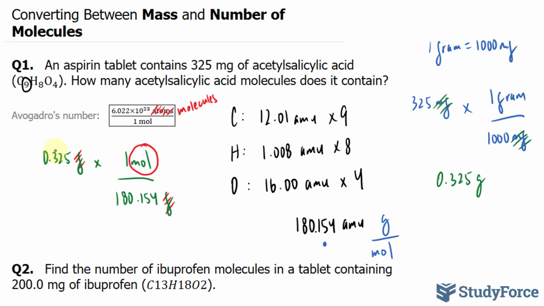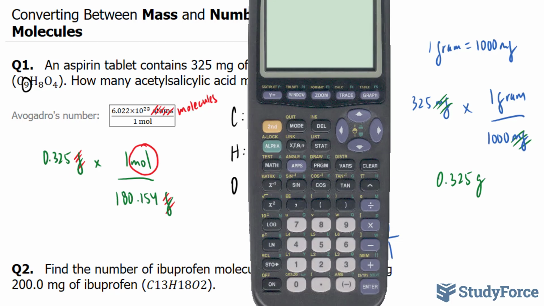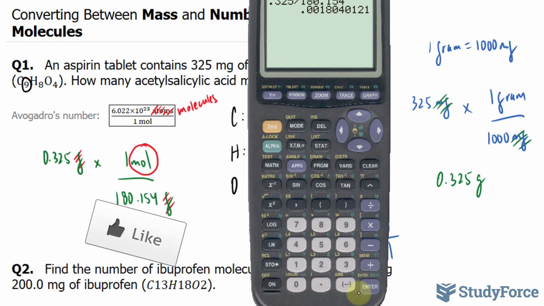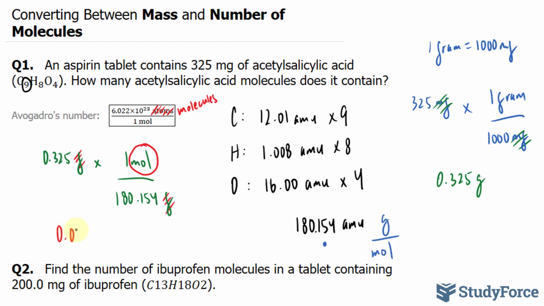So I'll take 0.325 and divide it by 180. I'll use my calculator. 0.325 divided by 180.154. That gives me a very tiny number, 0.001804. 0.001804 moles.